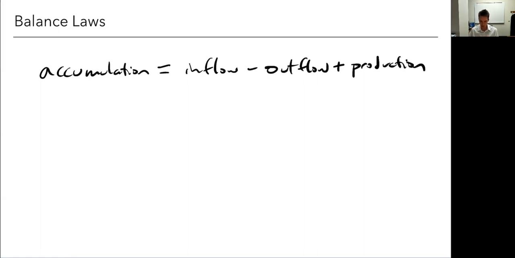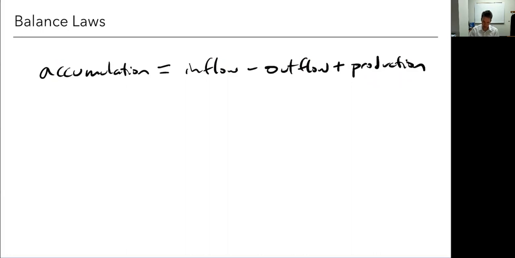So the same applies for a fluid. Within my control volume, the accumulation of some quantity, say density or pressure or whatever, is equal to the quantity that flows in across that control surface into my control volume, minus anything that comes out, plus anything that is produced within the control volume.